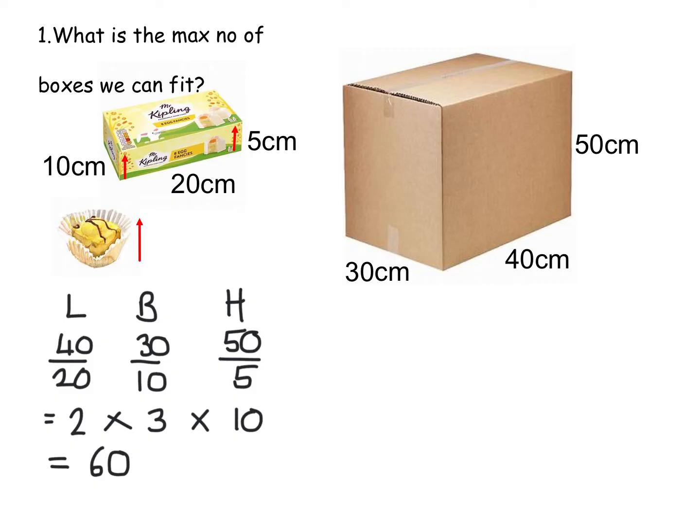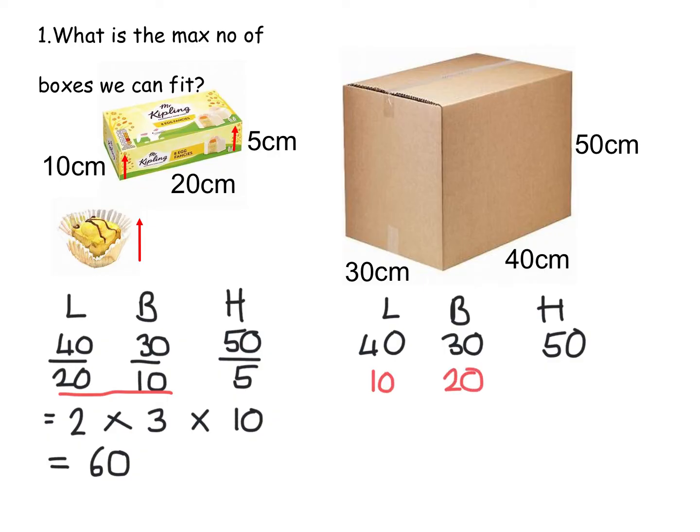Now we're going to imagine these are going to rotate by an angle of 90 degrees. So we do the same again. We take our length, breadth, height. Now we don't change the upper numbers. We keep them exactly as they are. But we are going to rotate the cake. So these two numbers here are going to rotate. So we're going to have over 10 and over 20. But the height will stay the exact same. The height will still be 5.